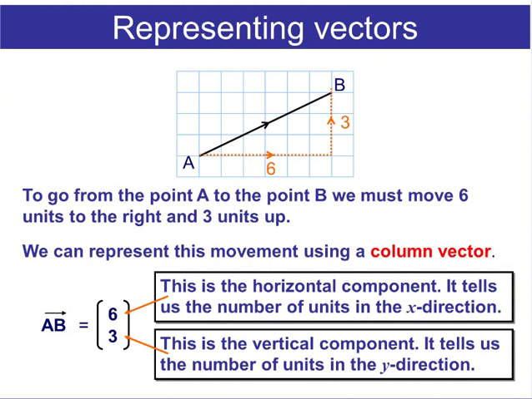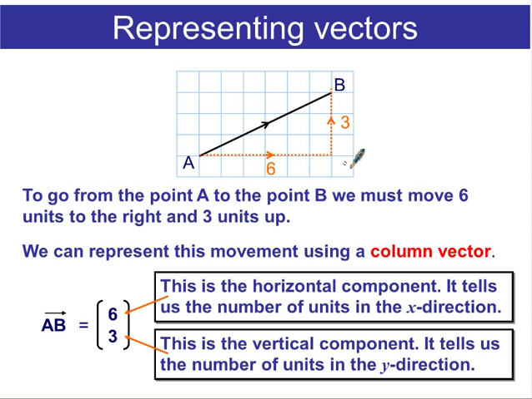Okay, what else I would like you to remember is, for example, if we want to describe a movement from a point A to a point B. In our example, this movement can be described on a grid with two different movements. One is 6 units across to the right, and 3 units up. We can represent this movement using a column vector, where the first number is always responsible for the movement across.